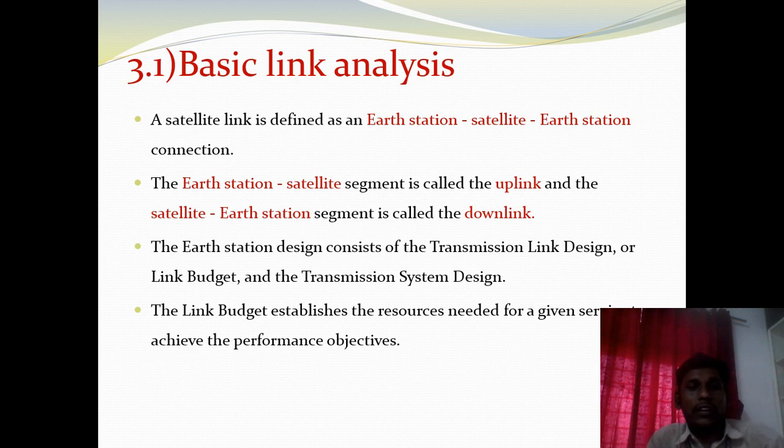So why are we talking about distance while discussing link analysis? Because distance plays a major role in link analysis. Link analysis is nothing but, if you transmit information from the earth station to satellite, we must know how much power is required. The information is transmitted from the earth station via the transmitter antenna only, so we have to check whether the antenna will be able to transmit enough power level to reach the particular satellite, because of the distance.